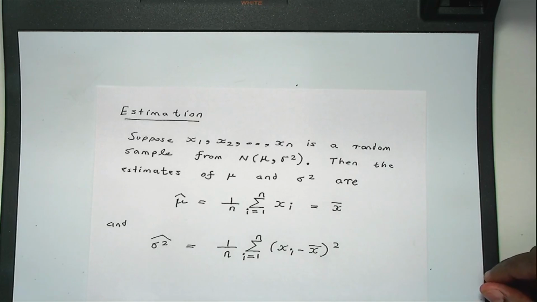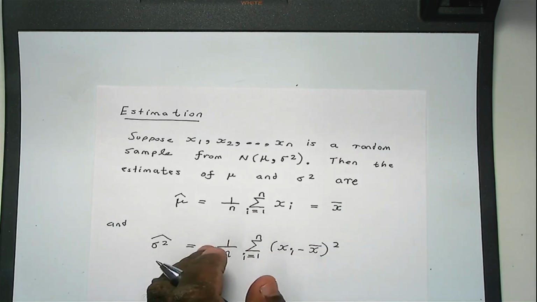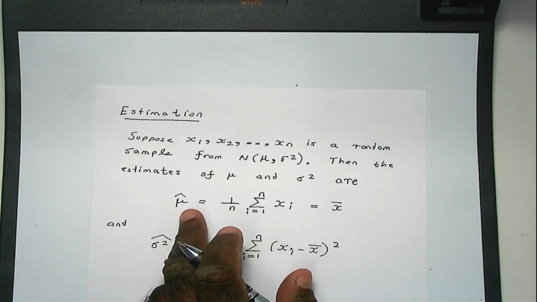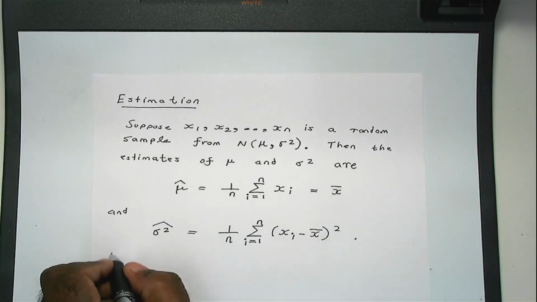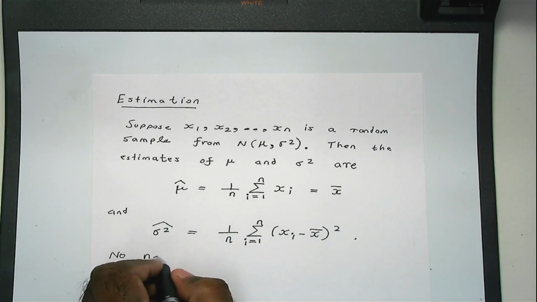You don't need to know how to prove this, but it can be proved. I think you will learn how to prove this when you go to year two. There is a course called statistical methods in semester two of year two, and in that course you will learn how to prove these formulas for the estimate for mu and the estimate for sigma squared. Okay, so at this stage, no need to.